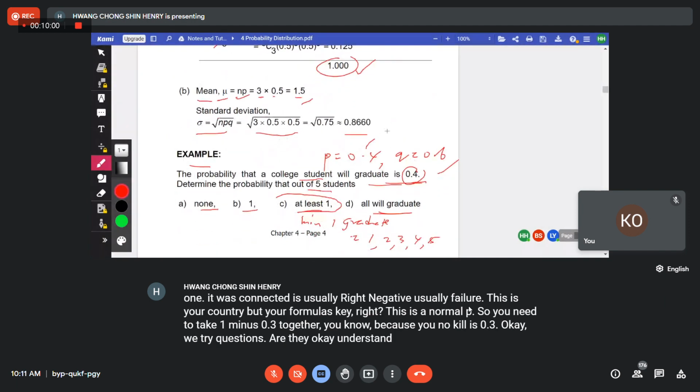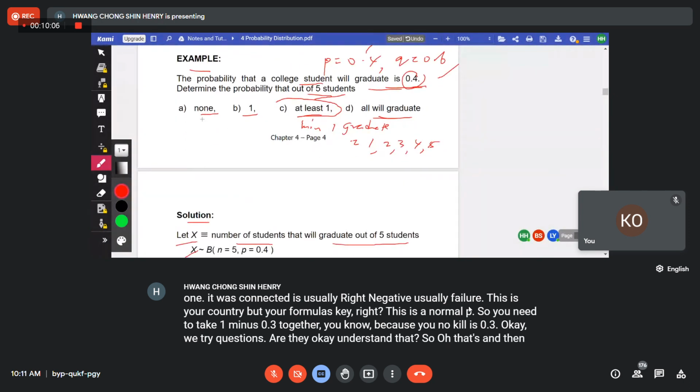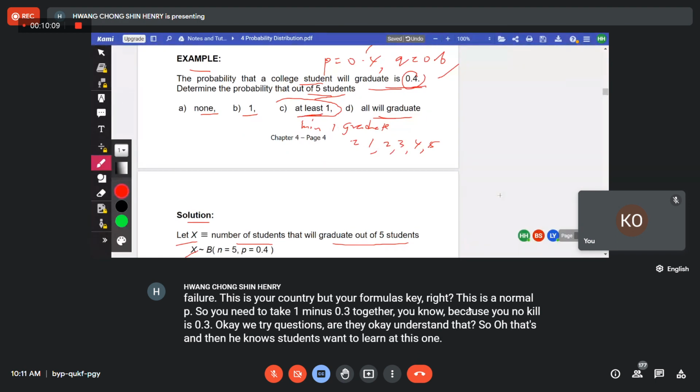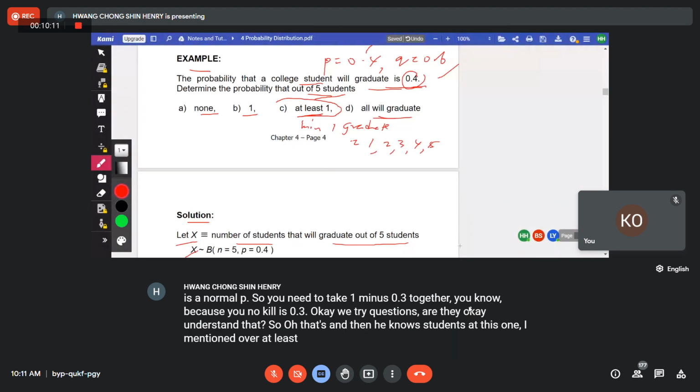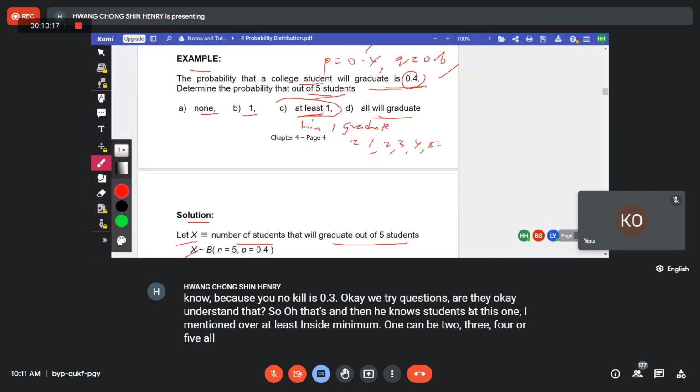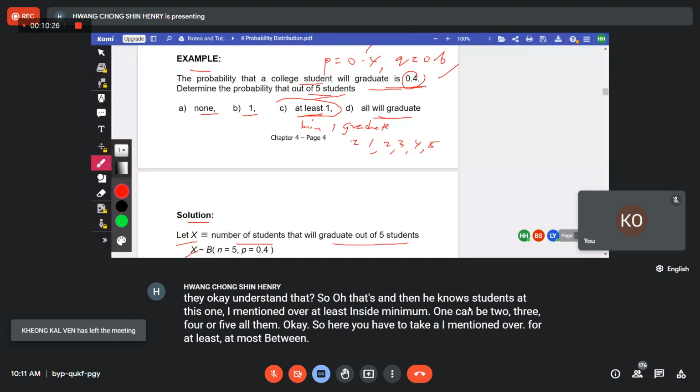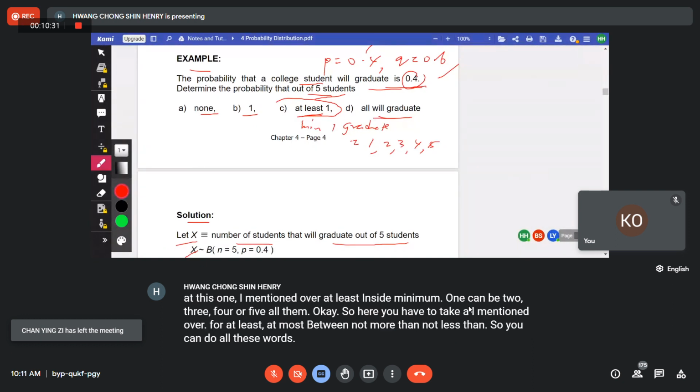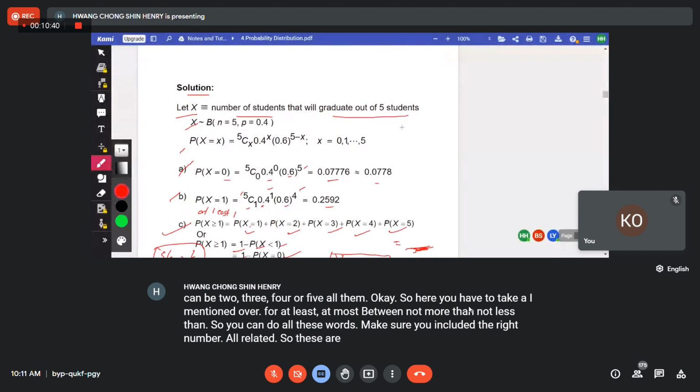Okay, you can understand better. So out of 5 students, this is your N. And then find the probability of no students, 1 student, at least 1. I mentioned the word at least means minimum 1, can be 2, 3, 4, or 5, all of them. So here I mentioned the words before: at least, at most, between, not more than, not less than. Make sure you include the correct numbers. All will be good. So these are the answers we're going through, right?